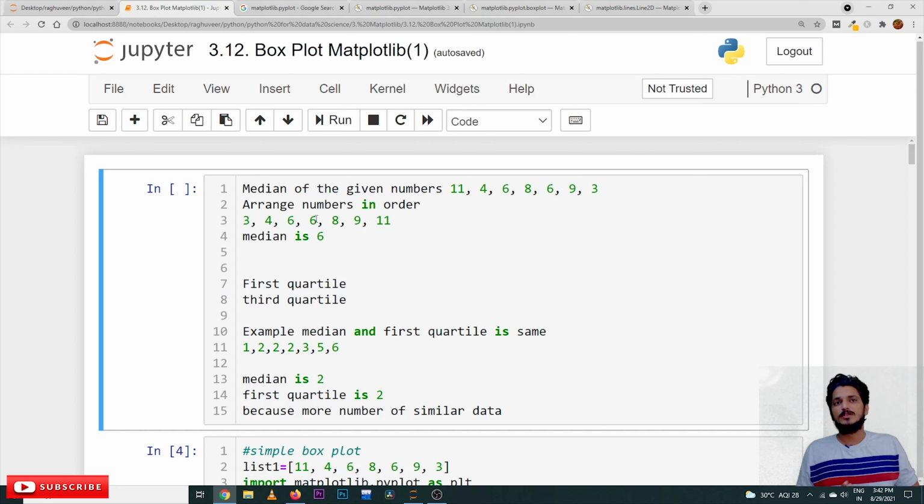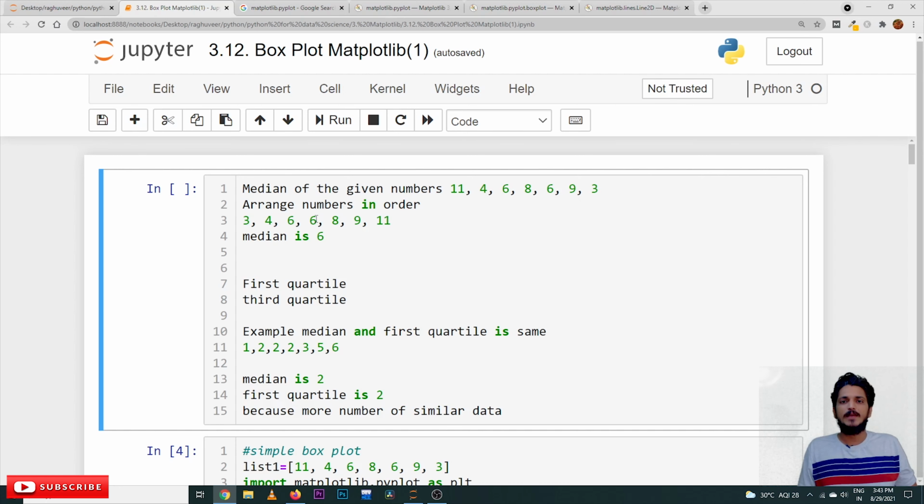Because the middle number is 6, what does the median value show us? It means 50% of the numbers are below the number 6. That is what the median value is showing us. In our given data, 50% of the numbers are below the value 6. The same way, if you are having an even count of numbers, what median value will we consider? We will take the middle two numbers, add them up and divide by 2. That number is considered as the median value.